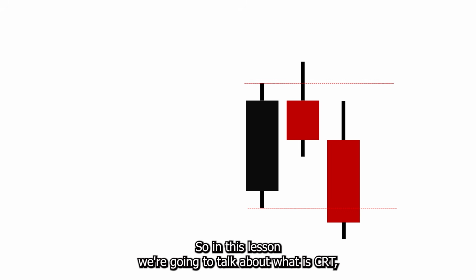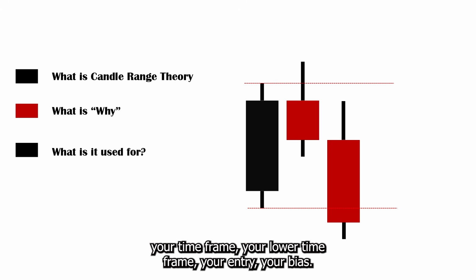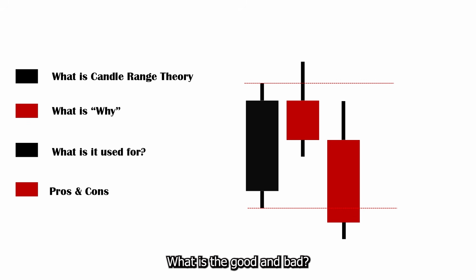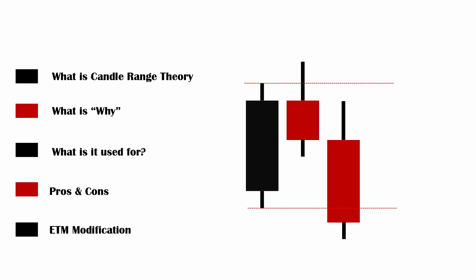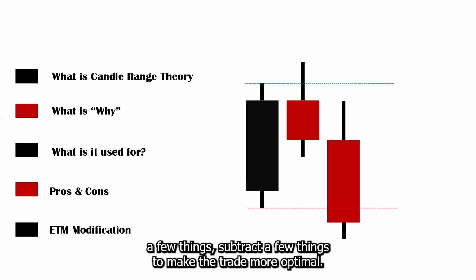So in this lesson, we're going to talk about what is CRT, what is candle range theory, why does it occur, what is it used for? Is it used for your higher time frame, your lower time frame, your entry, your bias? What are the pros and cons? What is the good and bad? And our ETM modifications, where after we explain the entire theory, we'll add a few things, subtract a few things to make the trade more optimal.